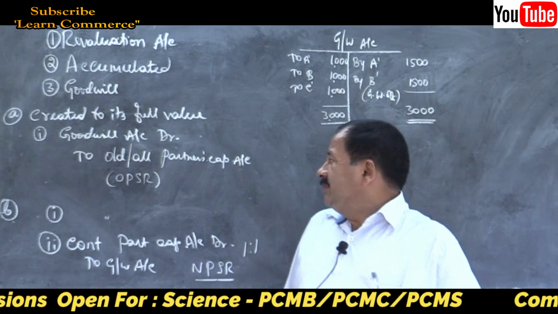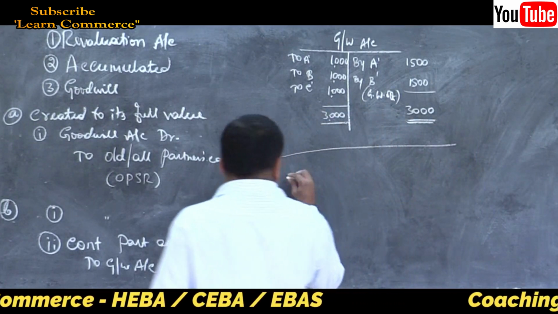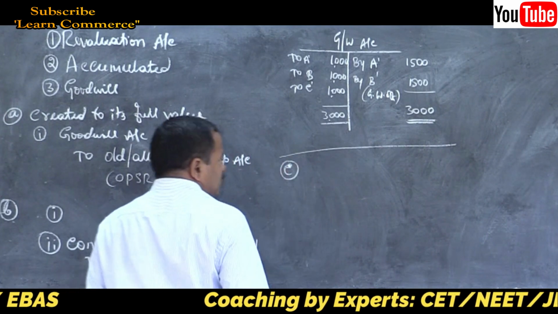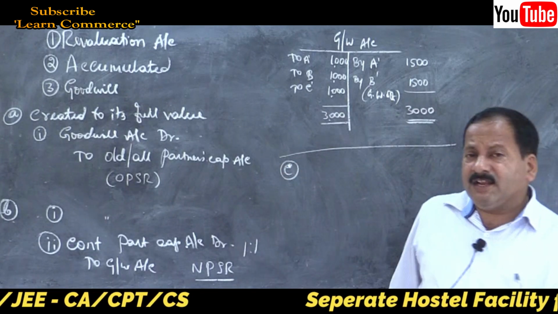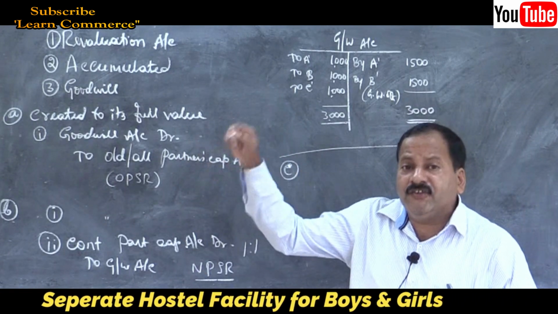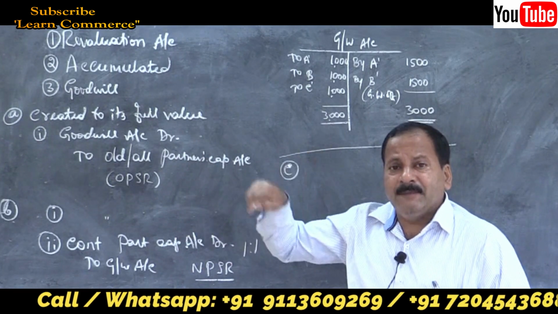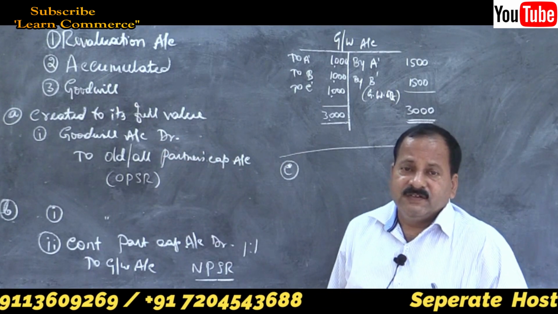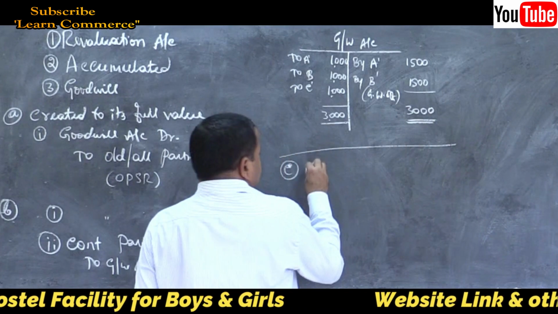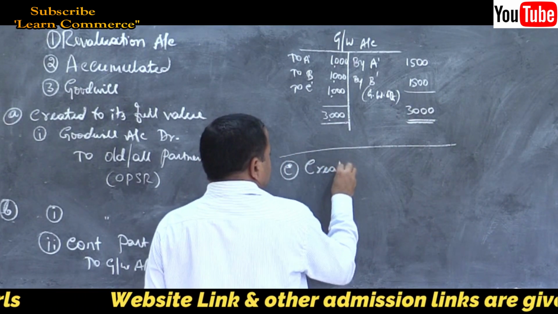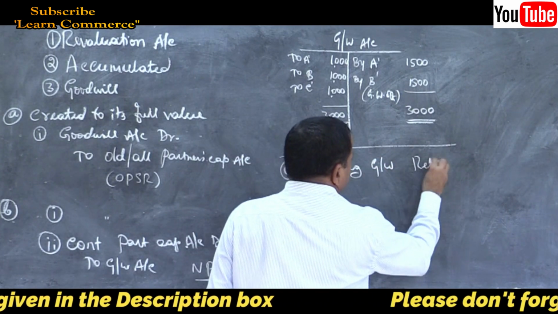Now let's move on to the third method. Method 3: same thing. What we will do here is we will create goodwill to the extent of the retiring partner's share only. So creating goodwill to the extent of the retiring partner's share.